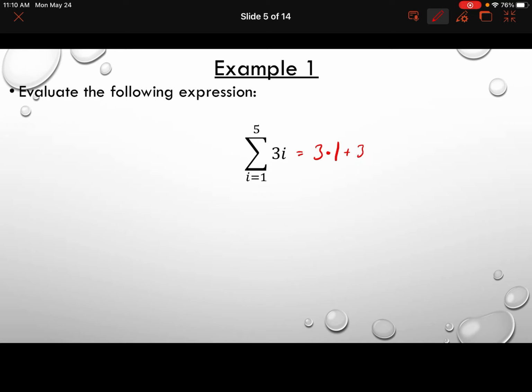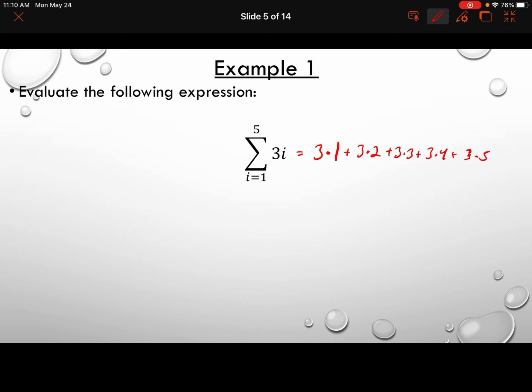So plus 3 times 2, because we already plugged in 1. Now let's plug in 2, because the next integer after 1 would be 2. And then 3 times 3, 3 times 4, before finally finishing up with 3 times 5. We don't go to 6 because we're told that our upper limit is 5. So we finish at 5.